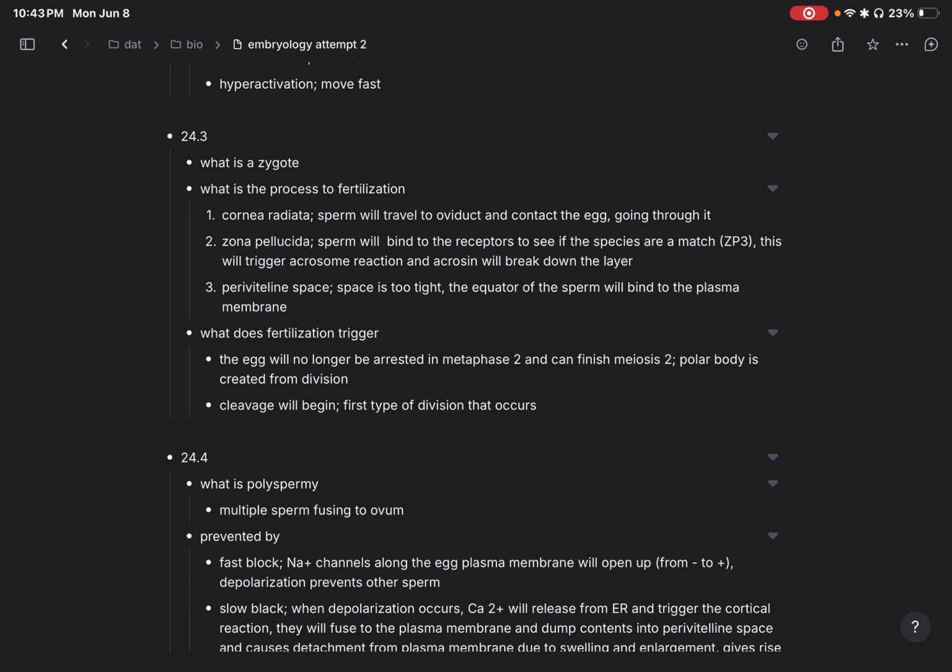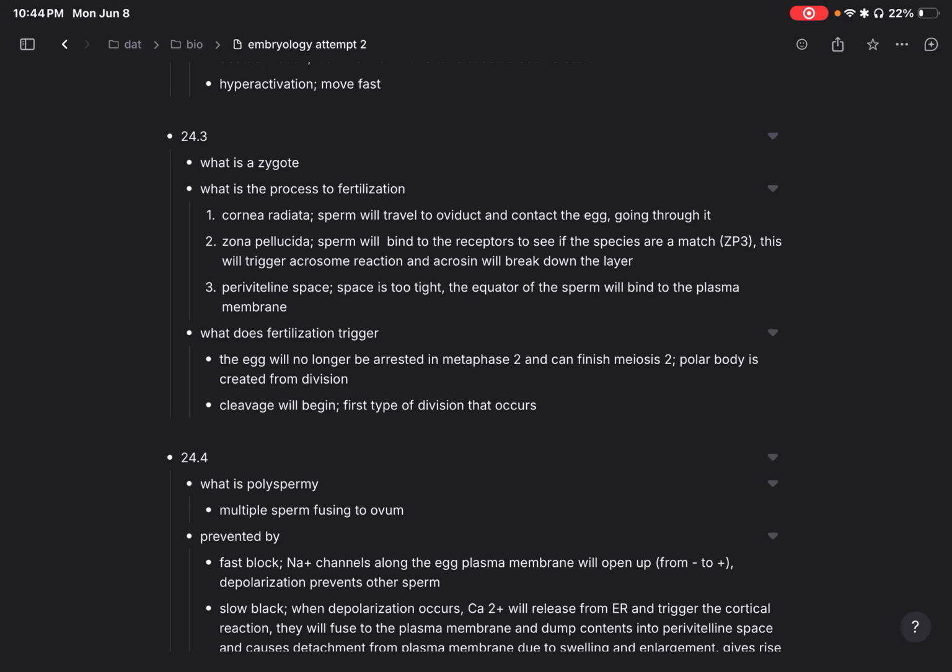So what is the zygote? The zygote is simply a fertilized egg, like a diploid cell, sperm and egg fusion. So what's the process to fertilization? First, the sperm will go into the reproductive tract, then into the uterus, and it'll start flowing towards the fallopian tubes, the oviduct. The first step, corona radiata, the first superficial layer: the sperm will travel to the oviduct and contact the egg, and it'll go through this corona radiata.